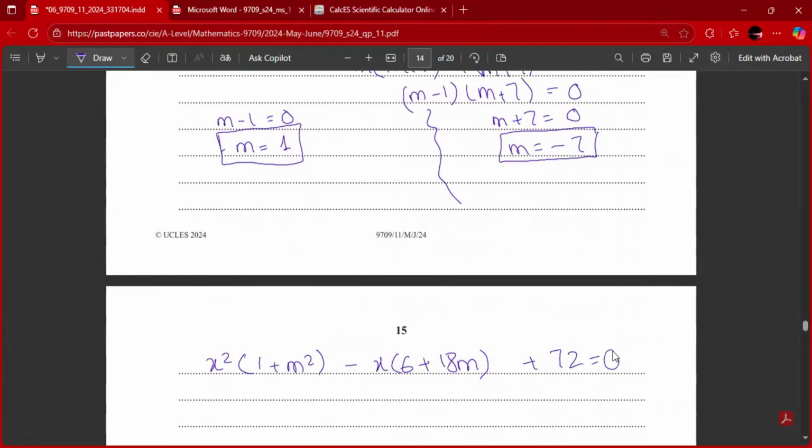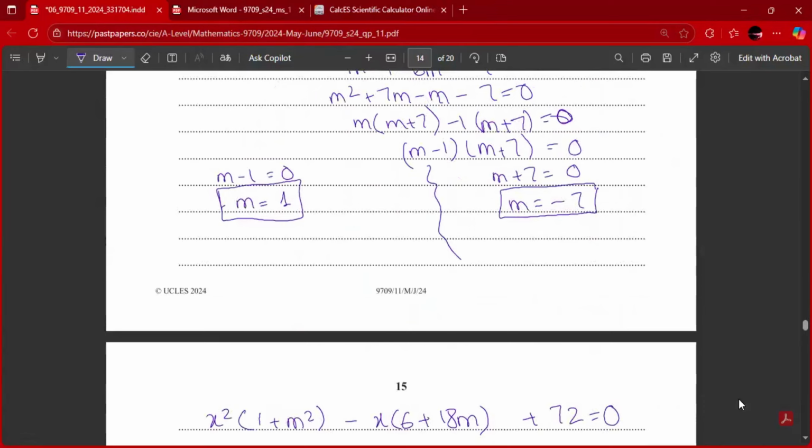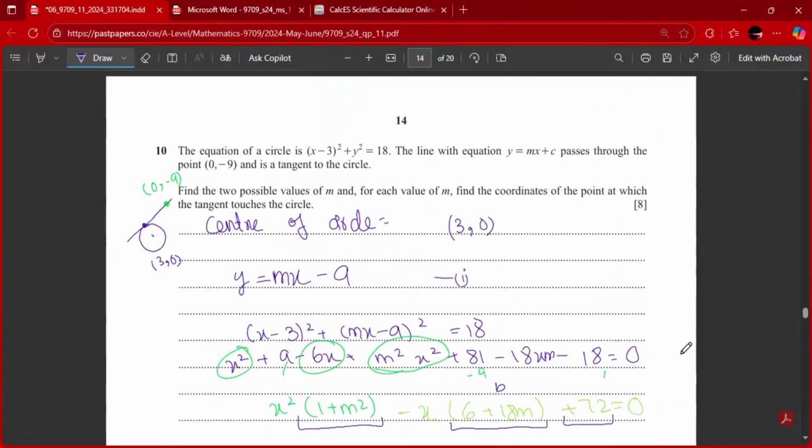So now what exactly are we gonna do? Let me see the question first. We have to find the possible values of m. For each value of m, we need to find the coordinates of the point at which the tangent touches the circle. Nice question.